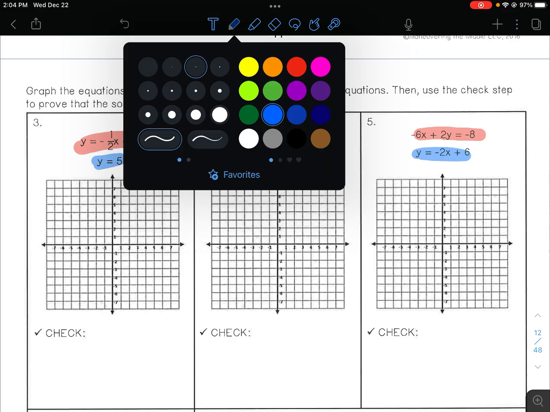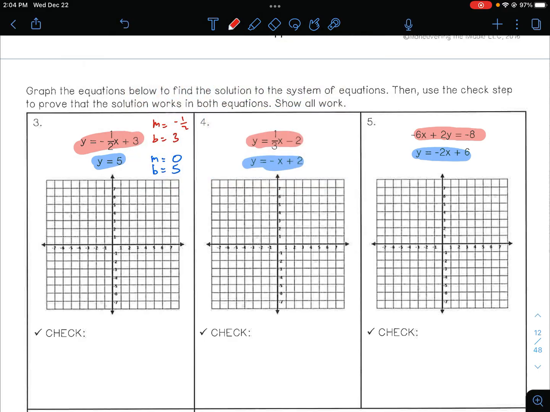So let's graph the red line first. Start at 3. Rise over run is -1/2, so rise of -1, run 2. Rise, run, -1, 2, -1, 2. I'm going to carry that pattern backwards as well. Okay, so hopefully I get a nice straight-ish line. That's pretty good.